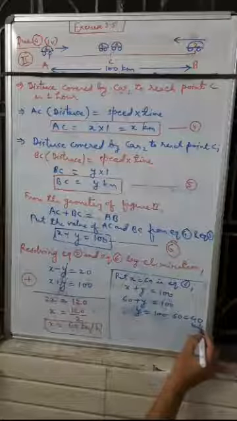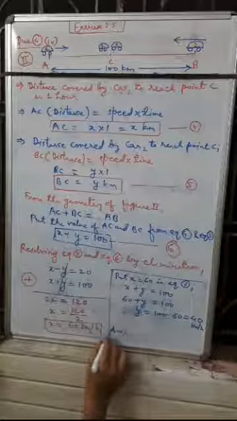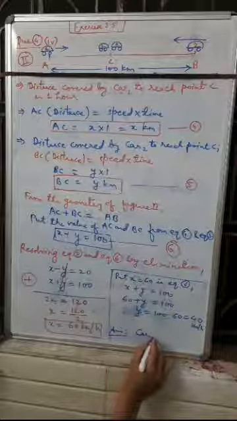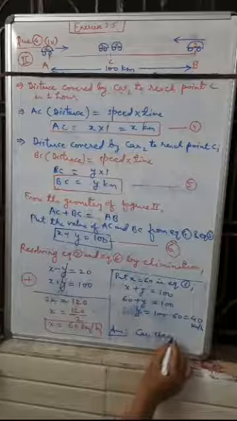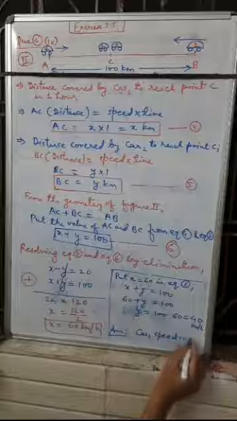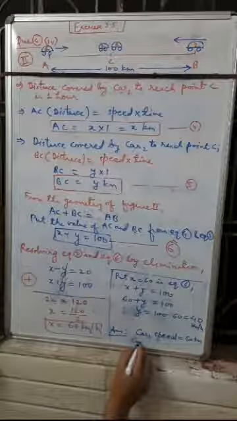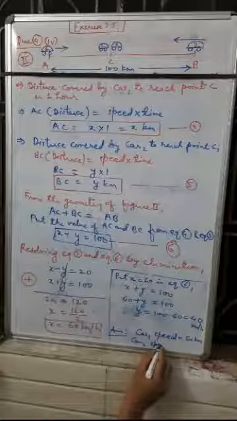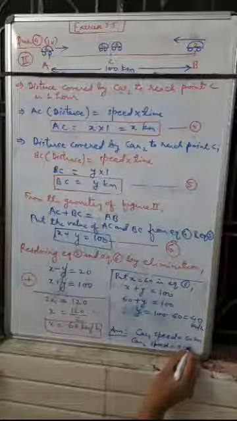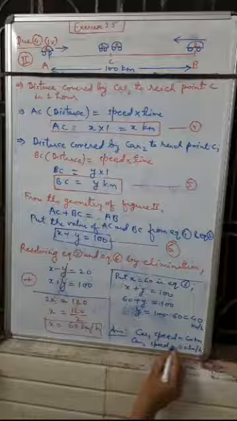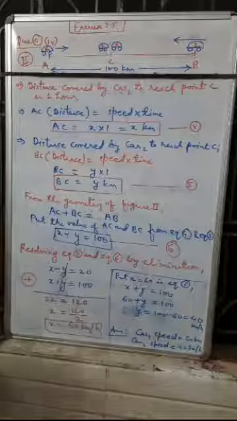So we will write the answer. The speed of car 1, which we assumed as x, is 60 kilometer per hour, and the speed of car 2 is 40 kilometer per hour. That is the solution of this question.